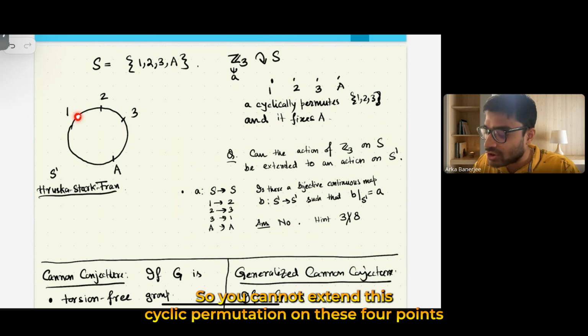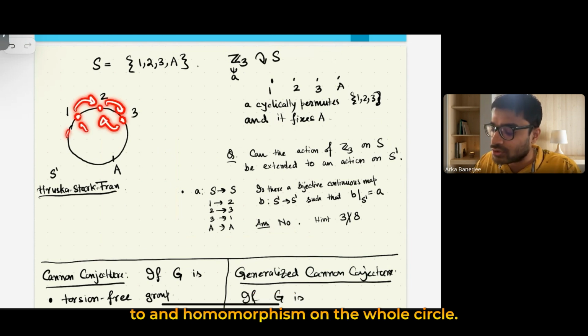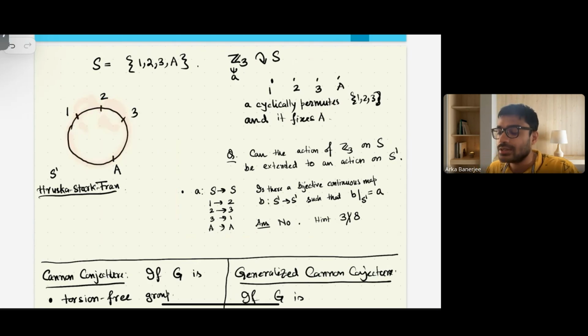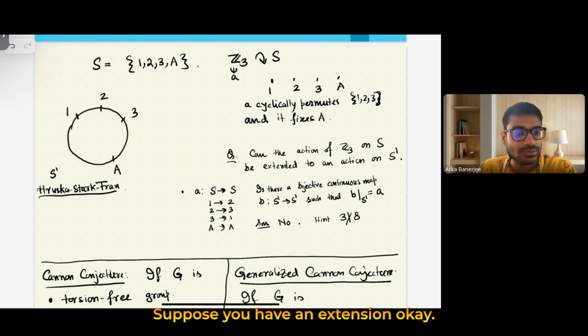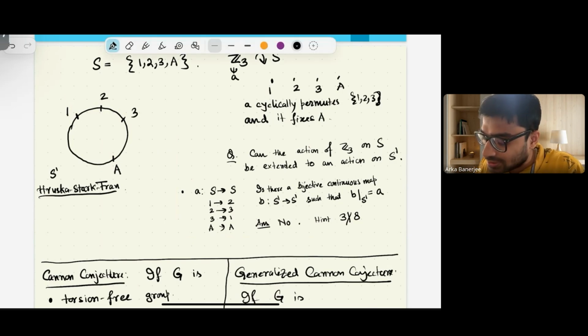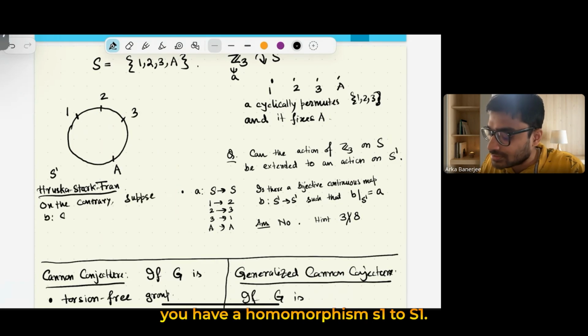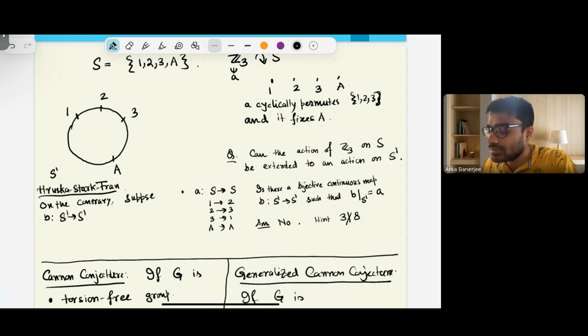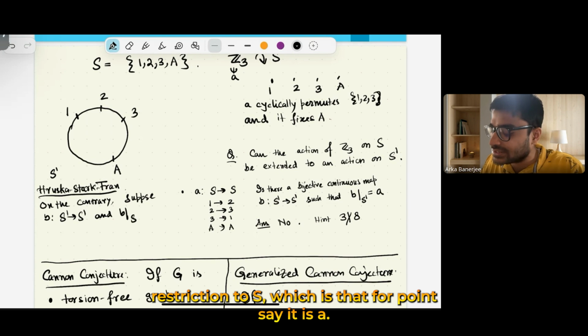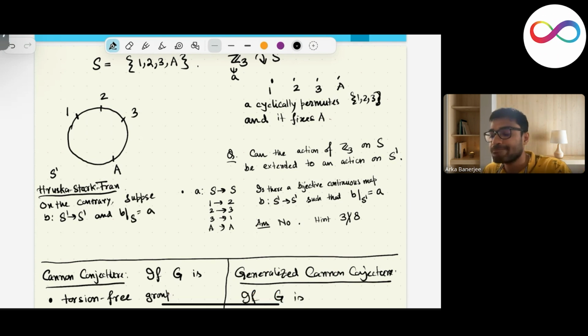The answer is no. You cannot extend this cyclic permutation on these 4 points to a homeomorphism on the whole circle. Suppose you have done that. Suppose you have an extension. On the contrary, suppose you have a homeomorphism B from S1 to S1, and its restriction to S, which is that 4-point set, is A.